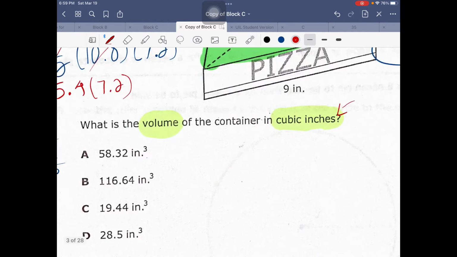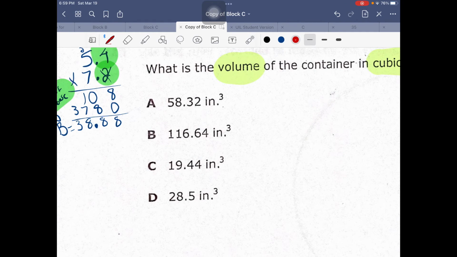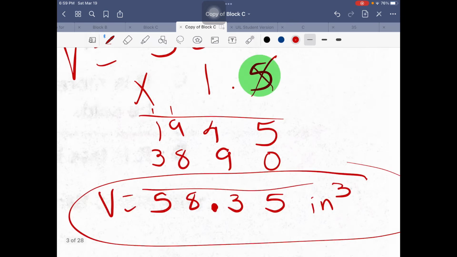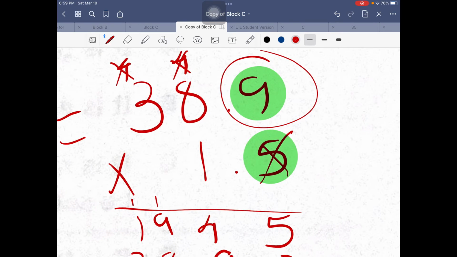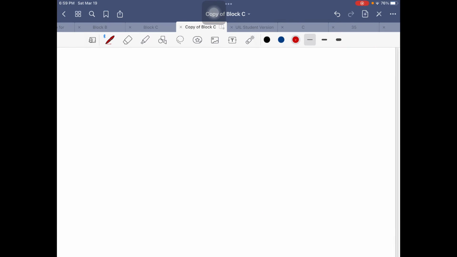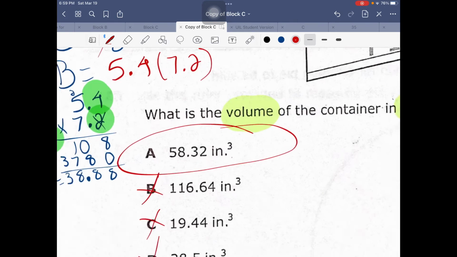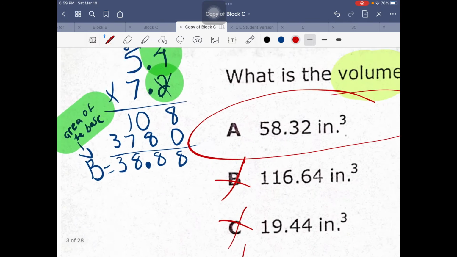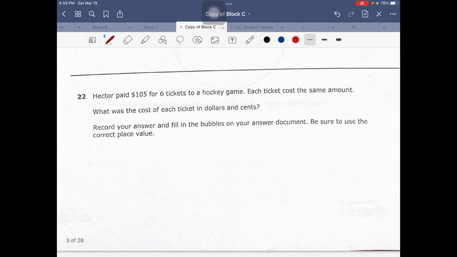That would be our answer. The one that is closest to that will be this one. Now, the reason it isn't exactly 58.32 is because we used 38.9 instead of the 38.88. Otherwise, it would have given exactly our answer. But it's close enough, and let's move on.